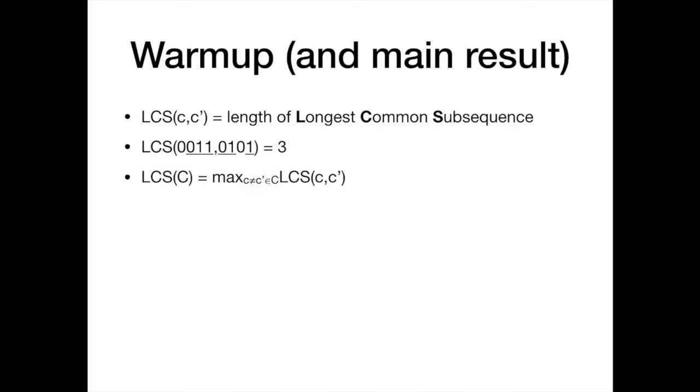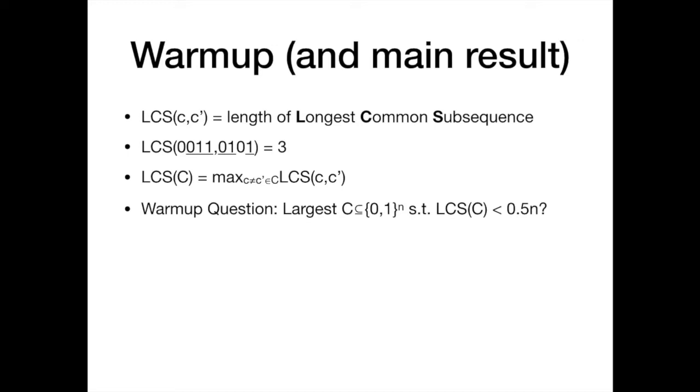For a set of strings C, we let the LCS of C denote the maximum LCS between two distinct strings in the set. And the warm-up question is, what is the largest set of binary strings we can find with LCS less than n over 2? So the LCS between any two is less than n over 2. I encourage you to pause the video, think about the warm-up, and then I'll show you the answer.